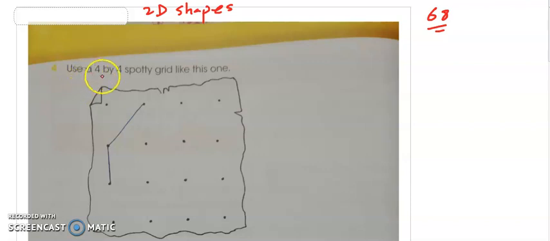So the question is saying use a 4 by 4 spotty grid like this one. If you look at this one, 4 spots are shown here and 4 on this one. So it's a 4 by 4 spotty grid. It means 4 spots are made like 1, 2, 3, 4, and then 1, 2, 3 and 4. So we can make a grid like this one. Right now on your screen you can see I'm making a 4 by 4 spotty grid.